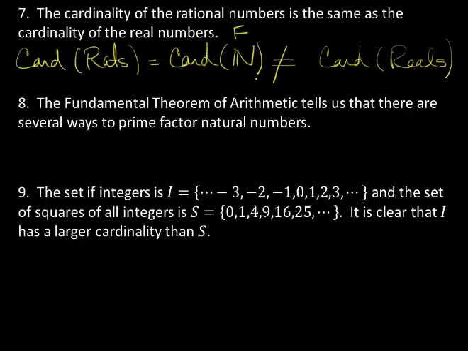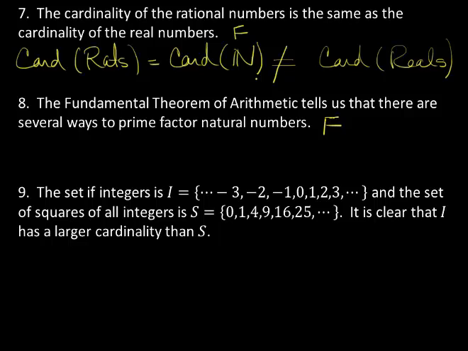So it is false. Number 8. The fundamental theorem of arithmetic tells us that there are several ways to prime factor natural numbers. Well, no. The fundamental theorem of arithmetic, another word for it is unique factorization. A natural number is either prime itself, or it is uniquely factored into a product of primes.